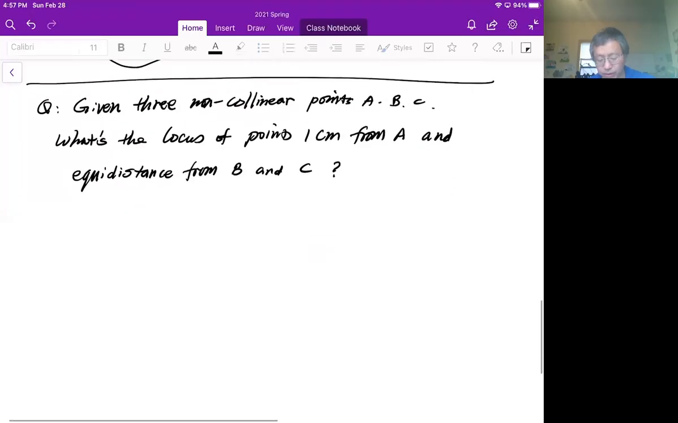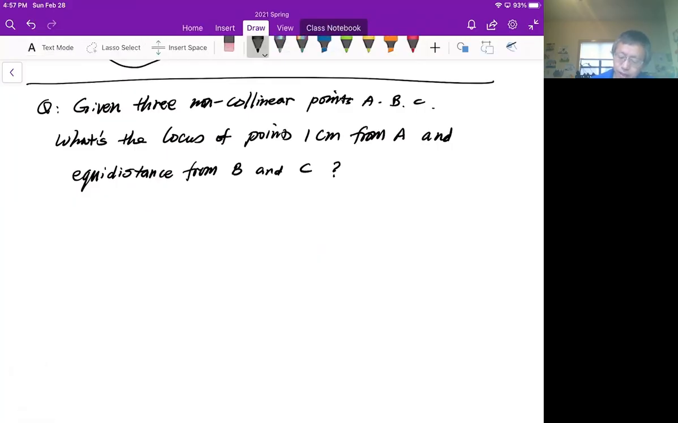Okay, so let's try to understand what the problem means. I want to get the following. Basically, does everyone understand that? Suppose I give 3 points. So here is A, and then I get maybe B here and maybe C here. I only get the locus of the points.